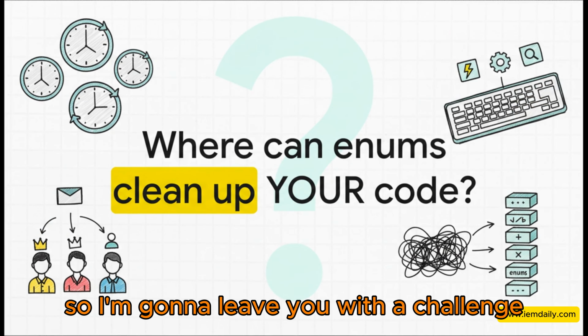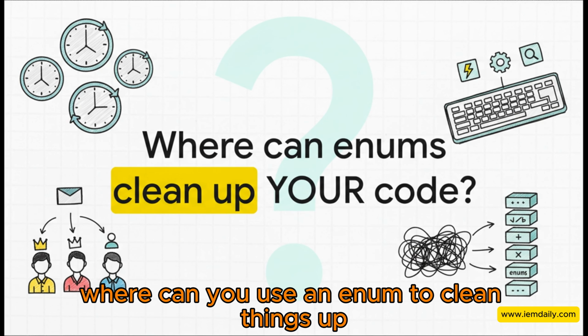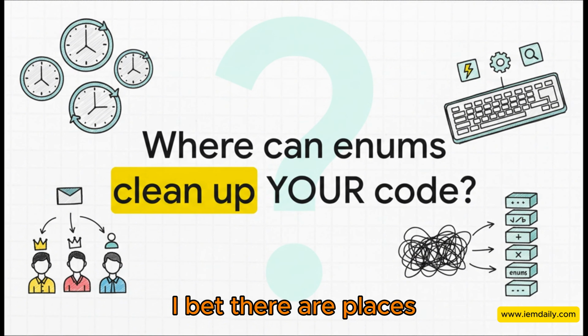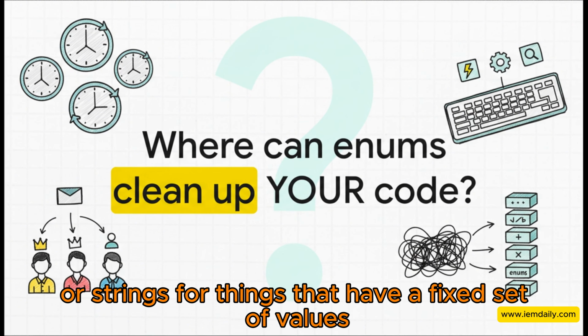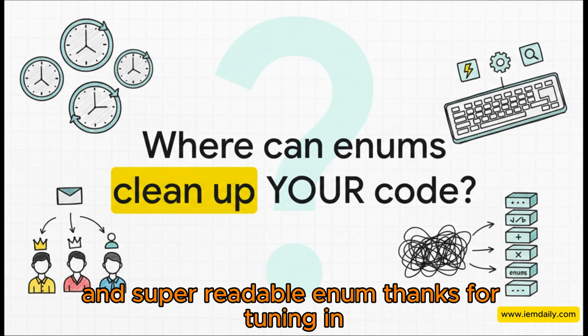So, I'm going to leave you with a challenge. Think about the code you're working on right now. Where can you use an enum to clean things up? I bet there are places where you're using those magic numbers or strings for things that have a fixed set of values. Those are the perfect spots to swap in a clean, safe, and super readable enum.